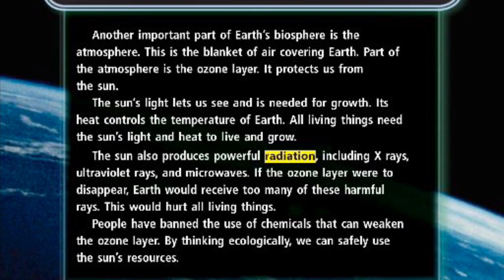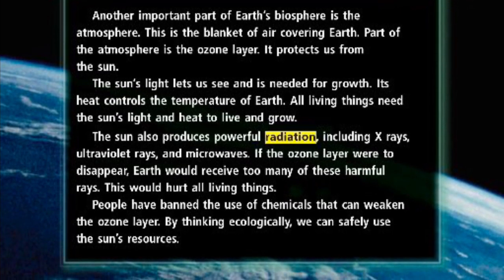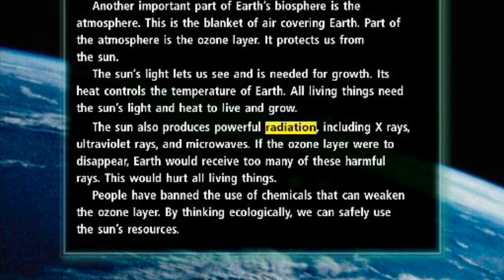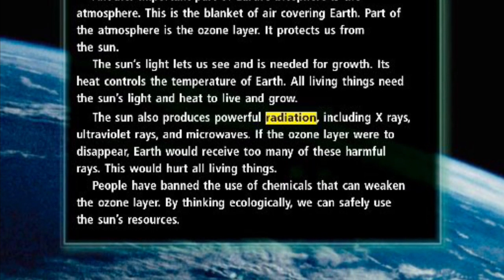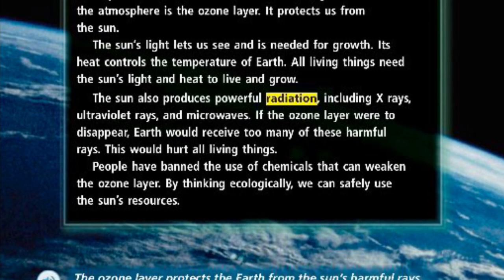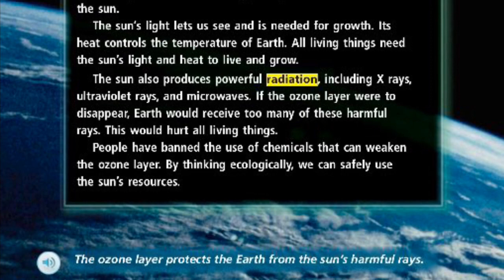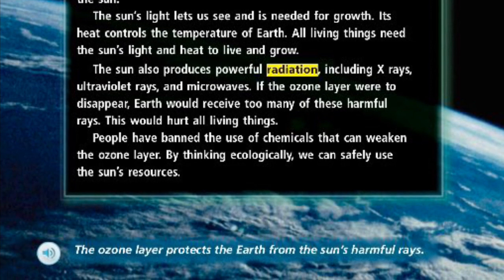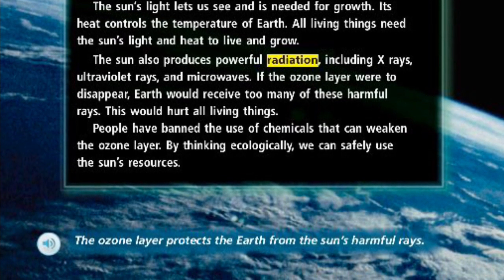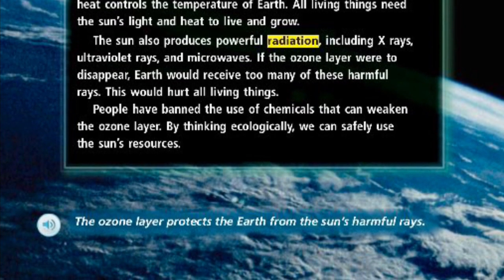All living things need the sun's light and heat to live and grow. The sun also produces powerful radiation, including X-rays, ultraviolet rays, and microwaves. If the ozone layer were to disappear, Earth would receive too many of these harmful rays. This would hurt all living things. People have banned the use of chemicals that can weaken the ozone layer. By thinking ecologically, we can safely use the sun's resources.